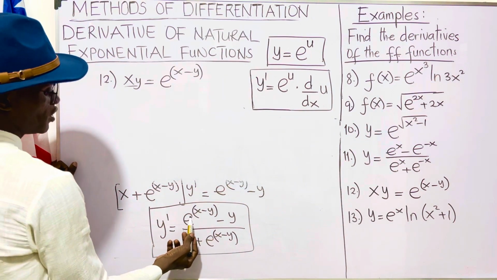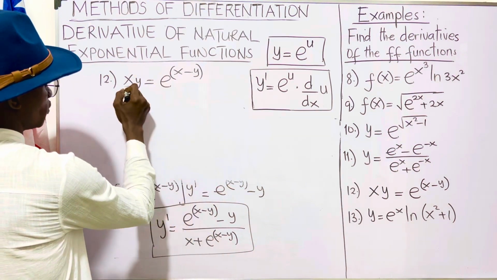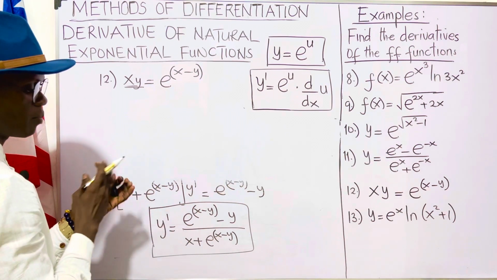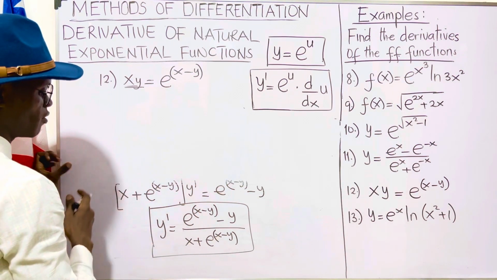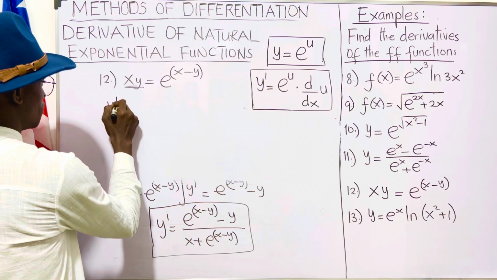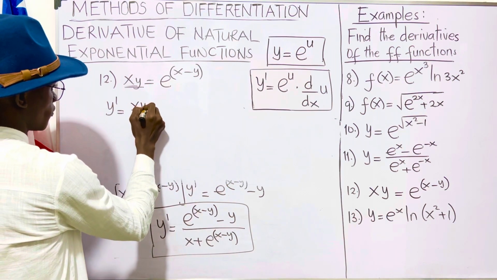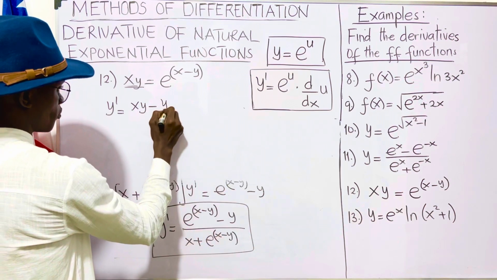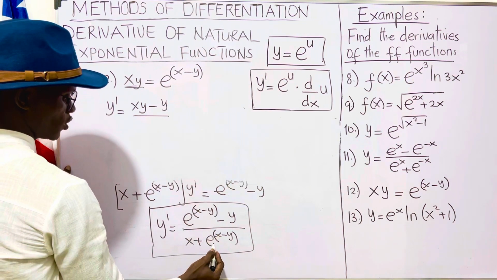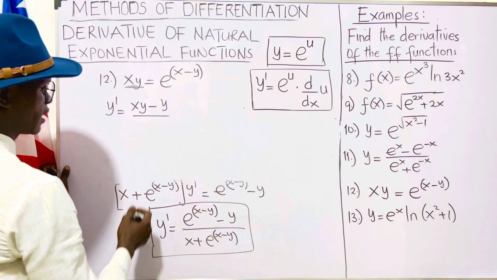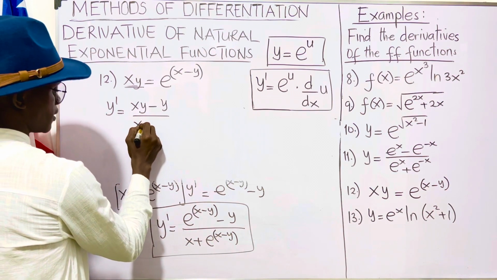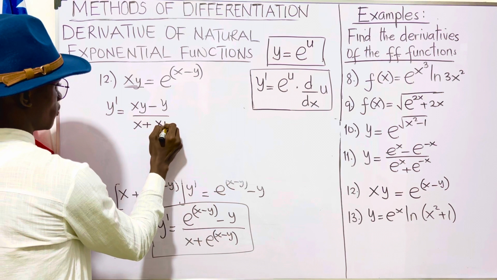Now we know that e raised to the power x minus y is just equal to xy, at least in a compact form, to simplify the problem further. So y prime is just equal to, this entire thing is just xy minus y, all over, also e raised to the power x minus y is xy. So it's x plus xy.